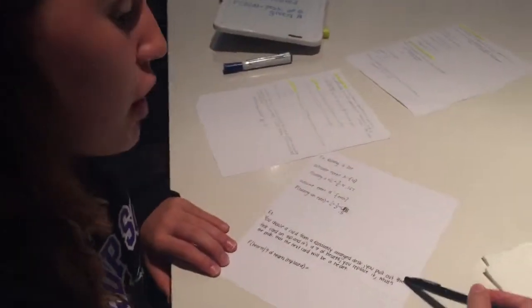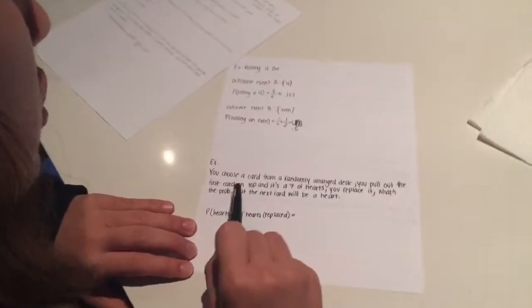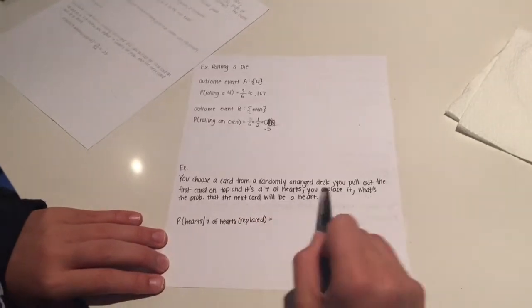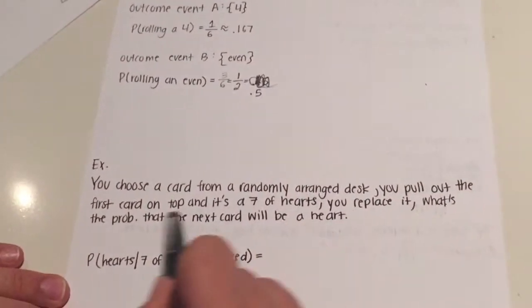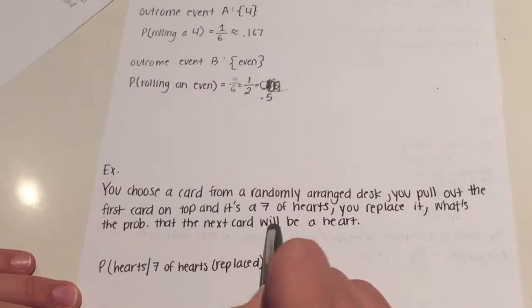Here's an example of a word problem. You choose a card randomly from a deck. You pull out the first card on top and it's a 7 of hearts. You replace it. What's the probability that the next card will be a heart?